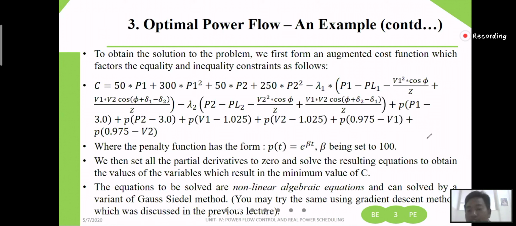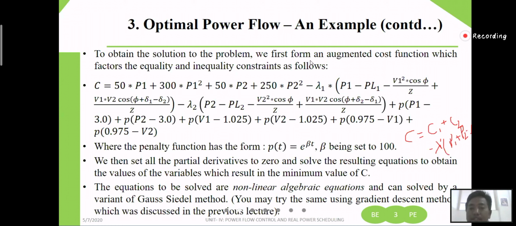So the augmented cost function C will be equal to, if you have not forgotten, C1 plus C2, right? So minus lambda, are you remembering lambda here? P1 plus P2 minus 550, like this one we have done, right?